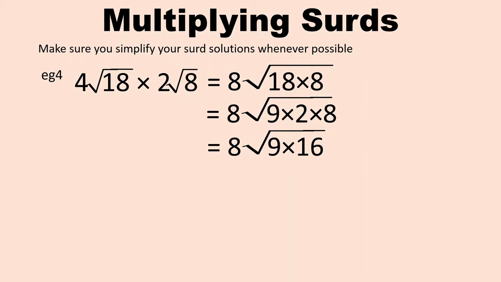16 is also a square number. So I could actually square root both of those values. This ends up being 8 times the square root of 9, which is 3, and the square root of 16, which is 4. That's 8 times 3 times 4, which gives me 96. Although I started out with two surd terms, with irrational parts, with different numbers under the square root sign, my answer still simplified down to a single rational number. So watch out for that. Always look for ways to simplify whenever you can.